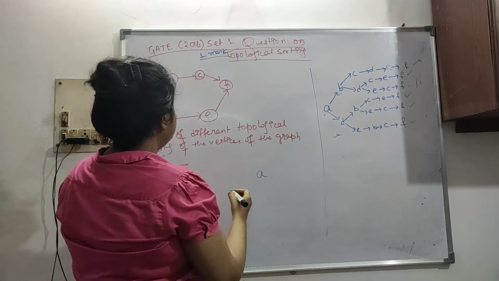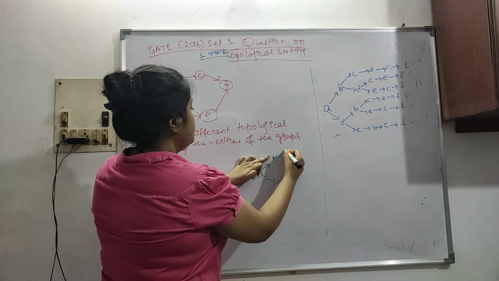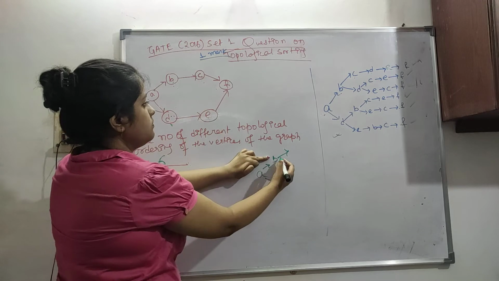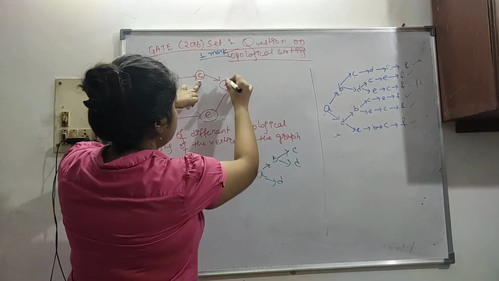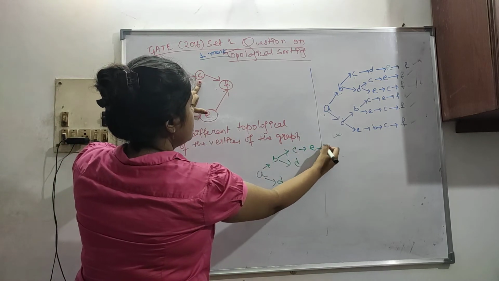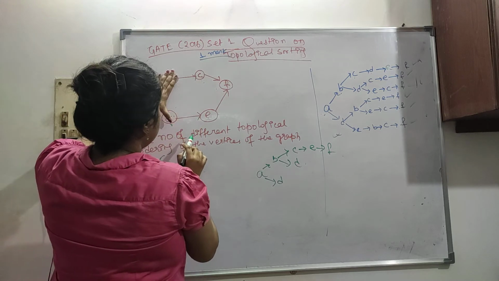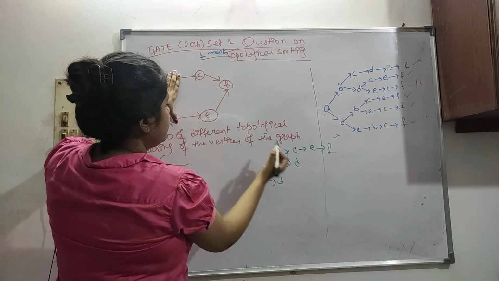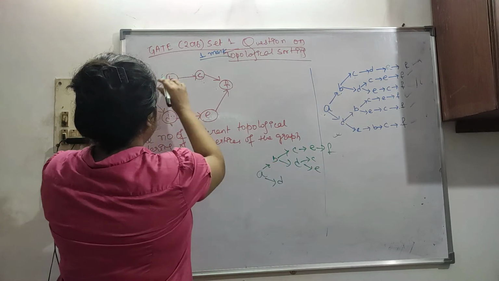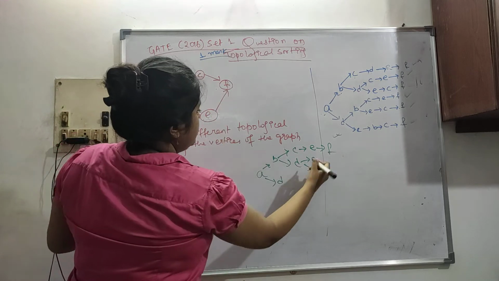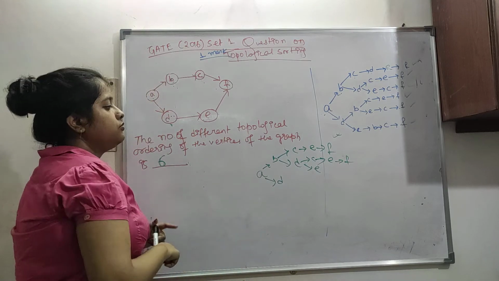So how can you do it? Let's say A is first, then either B or D can come. Let's say B. After B, C can come, D can come. Like this I drew the tree. After C, F cannot come because E has to be done first. Let's say A, B and D are taken. Then these two can come, C and then E. A, B, D, C are deleted, then E is deleted, then F is deleted. Like this you can do the other parts.